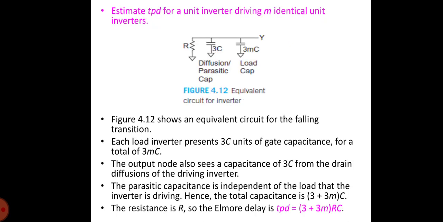And now you can estimate the tpd for a unit inverter driving M identical inverters, and this diagram shows an equivalent circuit for the following transition. Each load inverter presents 3C units of gate capacitance for a total of 3MC. The output node also sees a capacitance of 3C from the drain diffusions of the driving inverter. The parasitic capacitance is independent of the load that the inverter is driving, hence the total capacitance is (3 plus 3M) into C. The resistance is R, so the Elmore delay is given by tpd equal to (3 plus 3M) into RC.